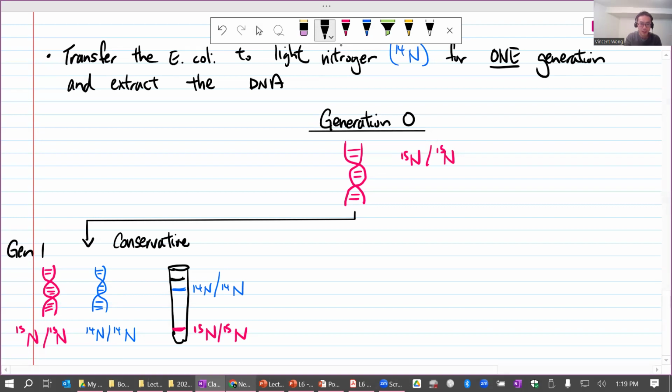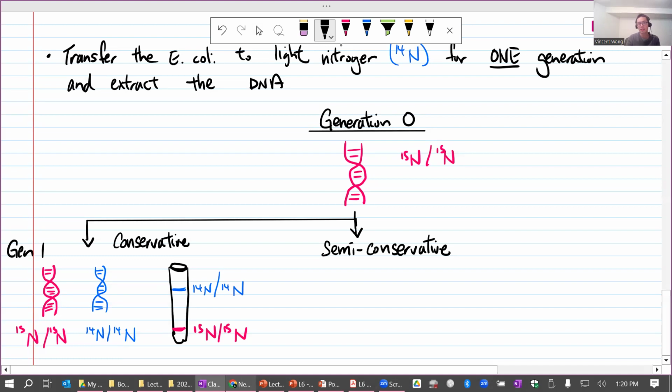Okay. This is just a liquid at the top, okay? If it confuses you, just erase it. There. Let's go. Okay, this is a test tube. All right. What if it is semi-conservative?